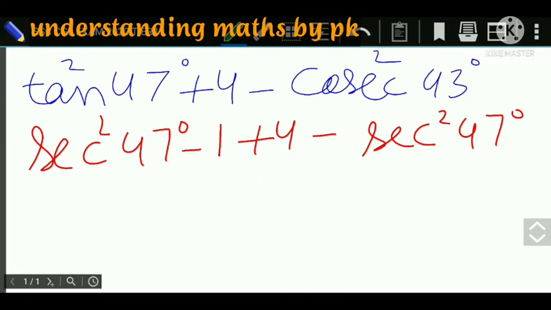Now we can see here sec square 47, this is of plus and this is of minus, so they are nullified by each other. Now what is left? Minus 1 plus 4 means 4 minus 1, so this will be left as equal to 3. Now we have found out all the values. Value of the part 3 is 3.